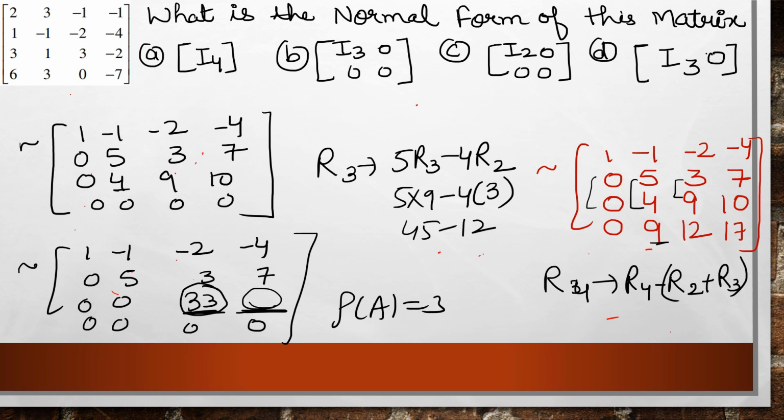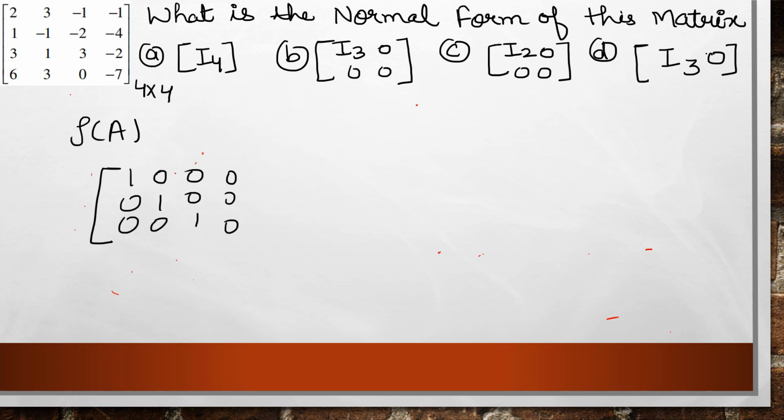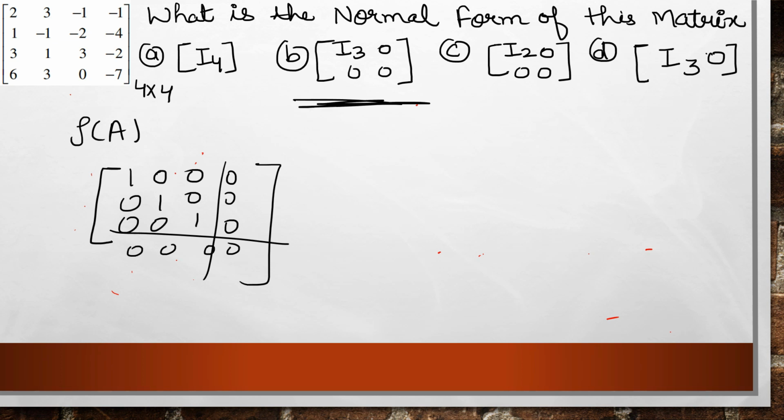Now see, from here how we'll get the idea about the normal form. Rank is 3 and the given matrix is of order 4 cross 4. If your rank is 3, that means you are getting identity of order 3, and other things remain 0. So if you partition this matrix, you will get this form, B. So B is the correct option. We are not getting I4, we are not getting identity of order 4.